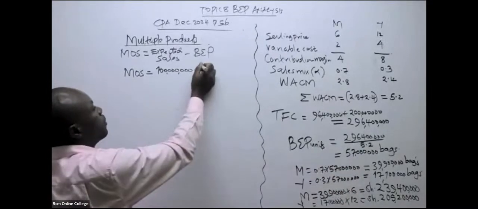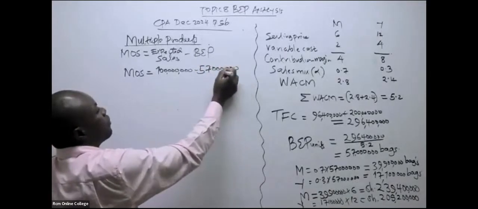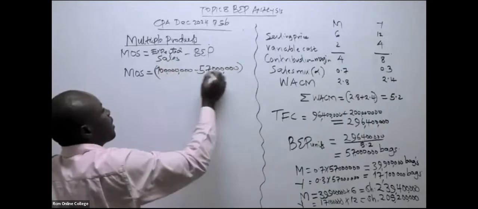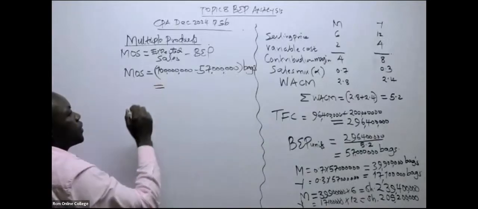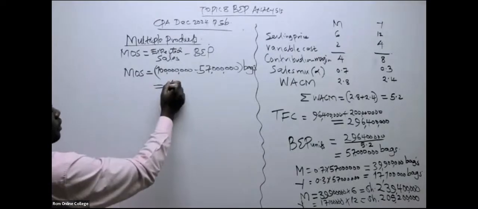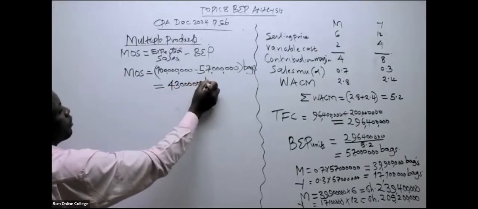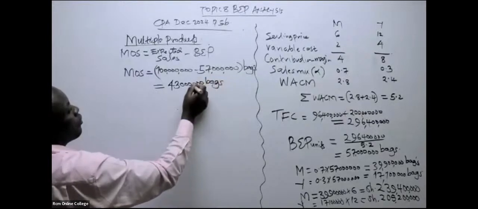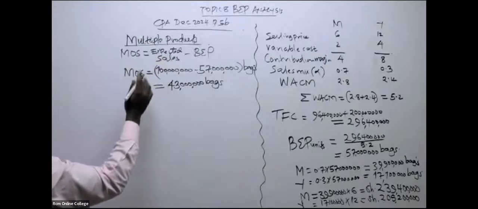57 million. Remember, these are bags. Good. So what is our margin of safety in units? 43 million bags. Good. How about margin of safety in shillings?